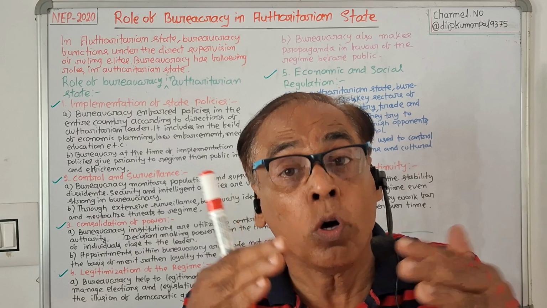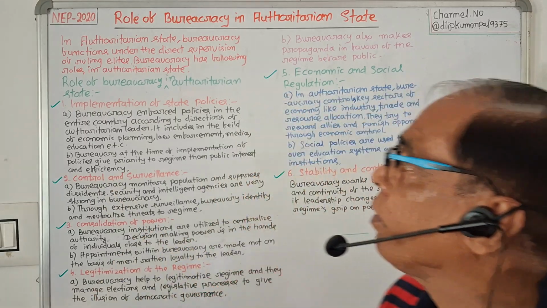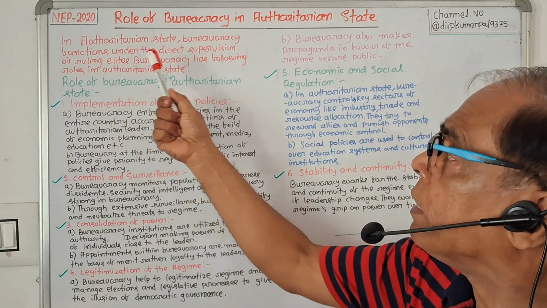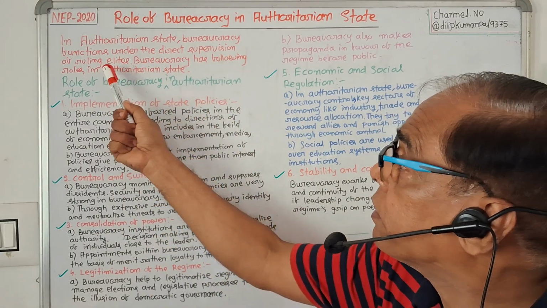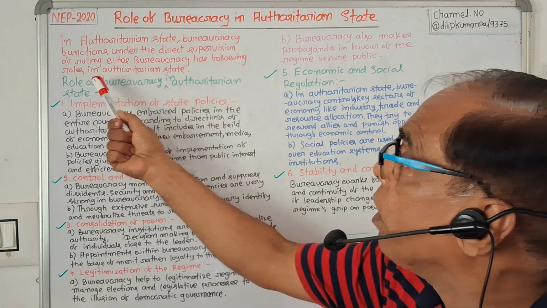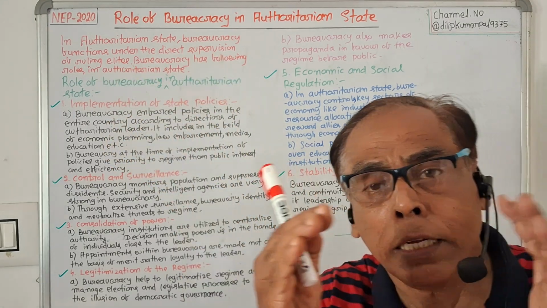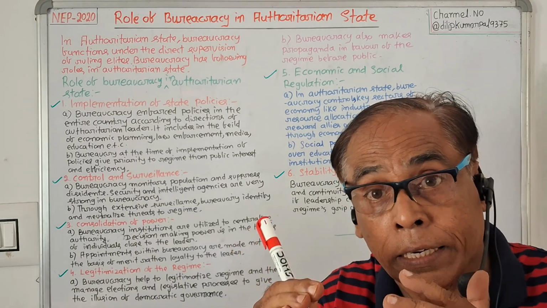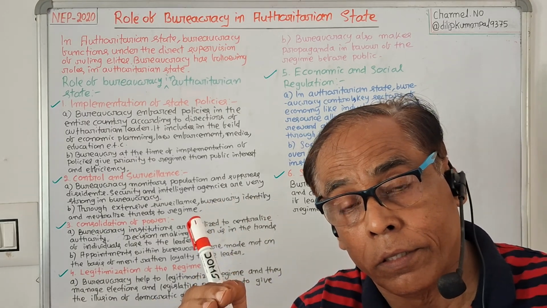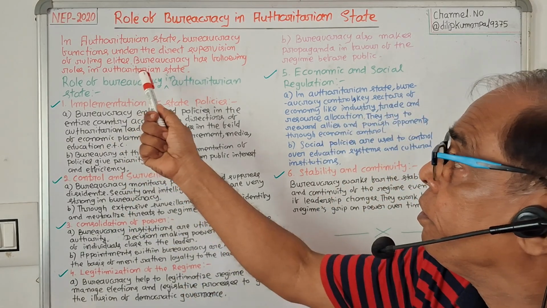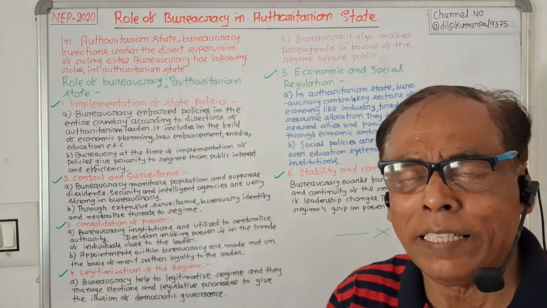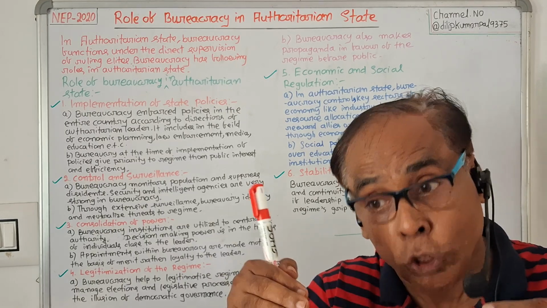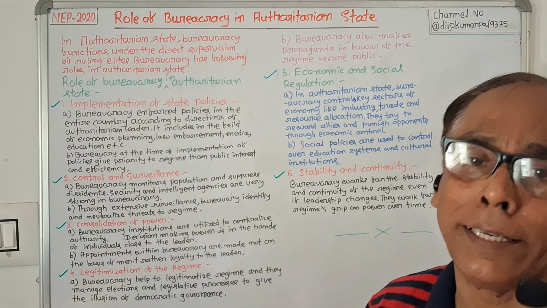Let us start. Role of bureaucracy in authoritarian state. In authoritarian state, bureaucracy functions under the direct supervision of the ruling elite.